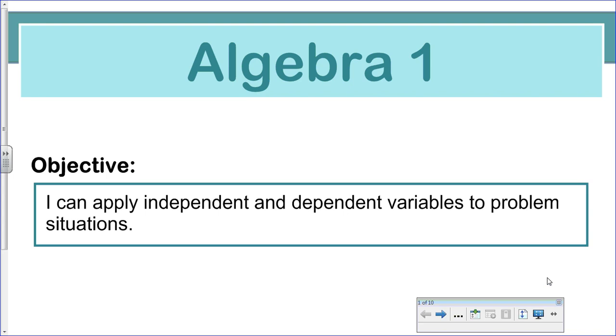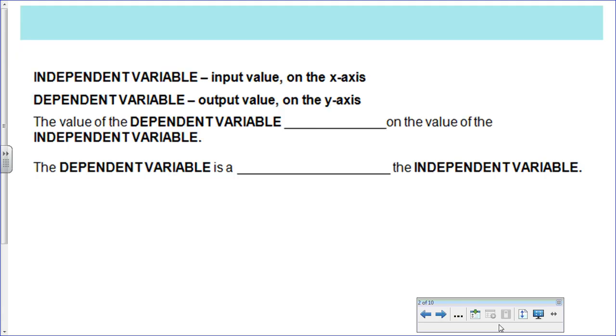The objective of this lesson is to apply independent and dependent variables to problem situations. Before we start, let's talk about some vocabulary words. The independent variable is the input value that is on the x-axis. So independent is input, and it represents the x values. The dependent variable is the output value on the y-axis. So dependent is output, and it represents the y values.